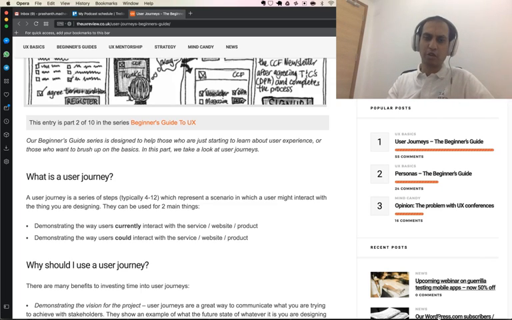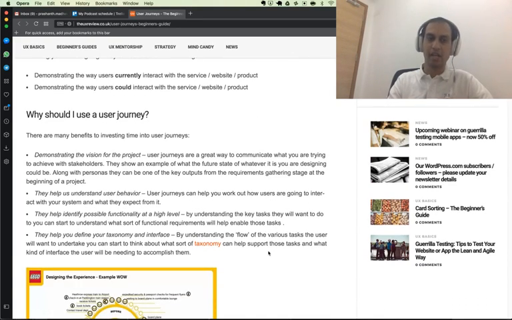So why should I use a user journey? Can I skip a user journey? Obviously, yes. But does it help? No. It is good for us to demonstrate what is the level of interactions a user is going to have with a specific system or a product that we're designing. The key reason is because it helps us demonstrate the vision of the product in some ways when we actually detail out the user personas.